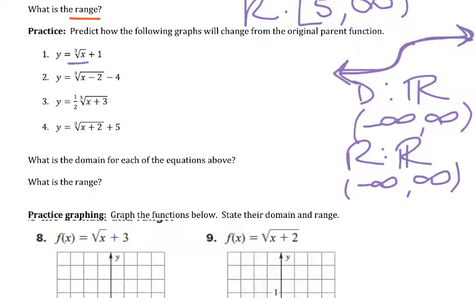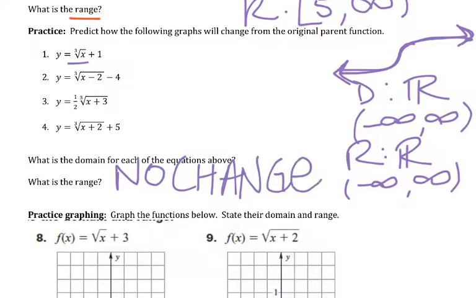If my domain is all reals, is shifting left or right going to change it? No, it's still going to be all real numbers. If I shift the graph up or down, is it no longer going to be all reals? No, it'll still be all reals. So our domain and range won't change here by shifting left, right, or up, down. So I'm just going to write no change.